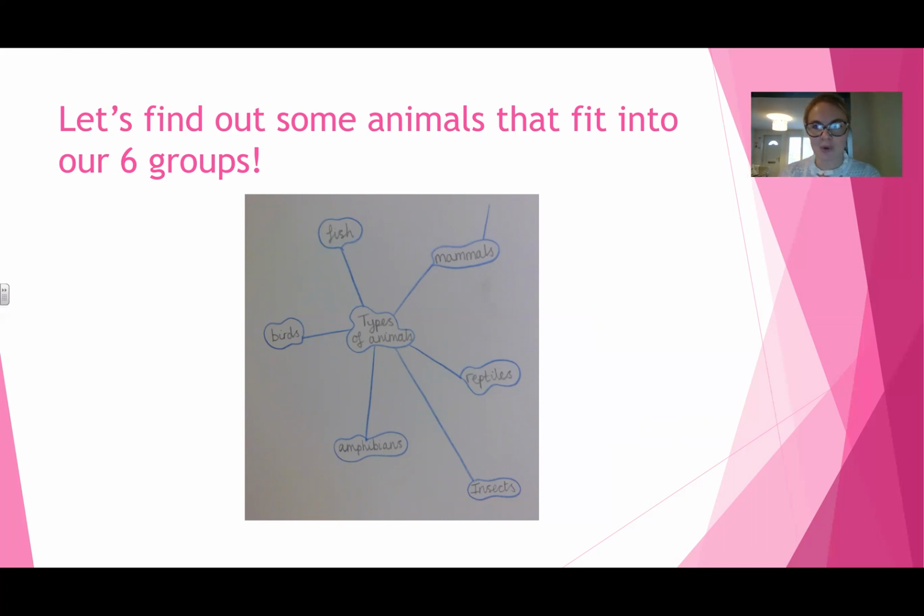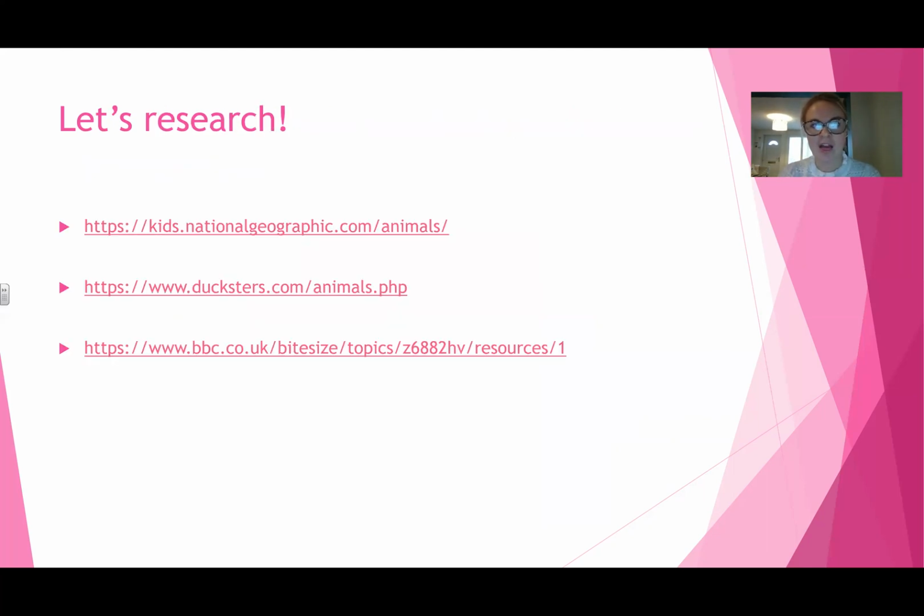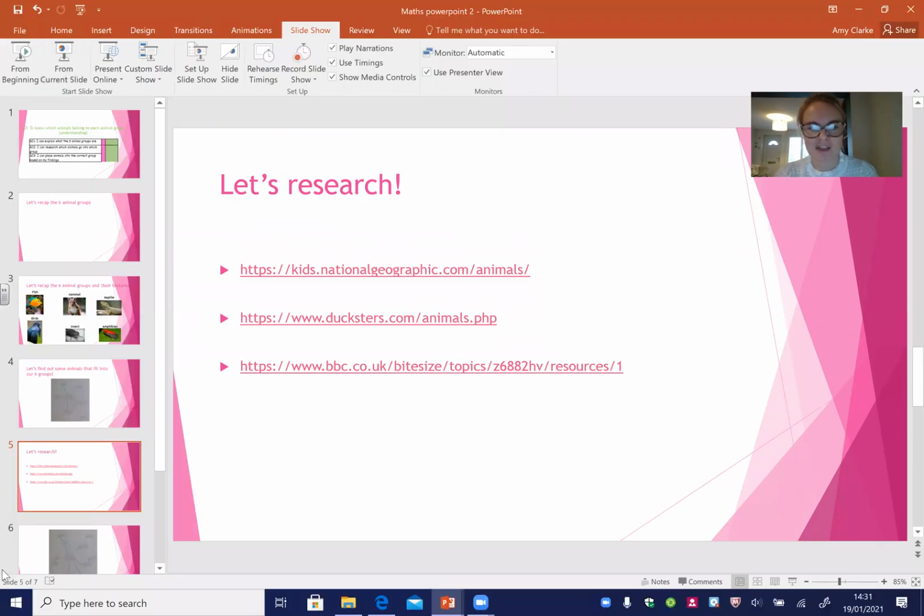Right, so it's time for you guys to be science detectives. I have got here 3 different websites for you to do some research on. So I would like you to use these websites to find some animals and work out what group they are in. Let's have a look together if I show you one of the websites.